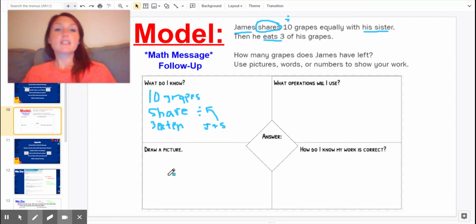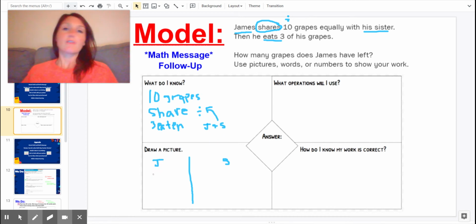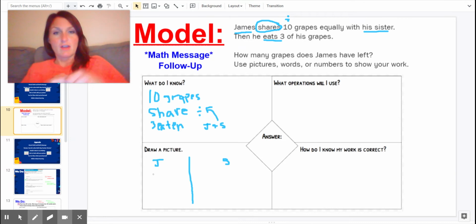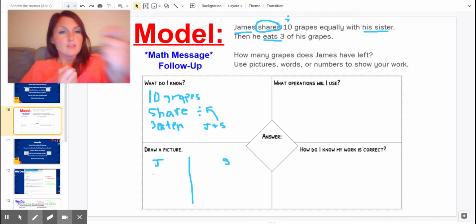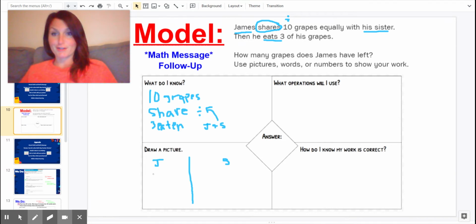So now it says I need to draw a picture. So I'm going to go ahead and draw that out. I have James and his sister. So I'm going to have James here, the J for James, and the sister here. I'm going to split that up. I'm going to put a grape for each one until I get to 10. That's what I would do if I was in real life, right? If I had 2 people, I would give you one, and then you one, you one, and then you one, until I was gone. So I'm going to do that.